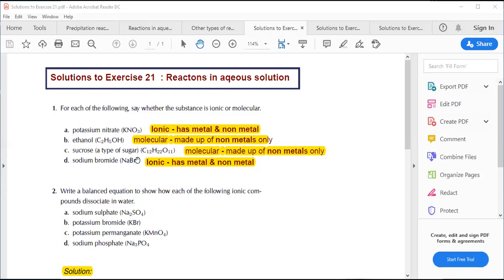Then we've got sodium bromide. Sodium is a metal, bromide or bromine is a non-metal. So it's ionic because it's made up of a metal and a non-metal.